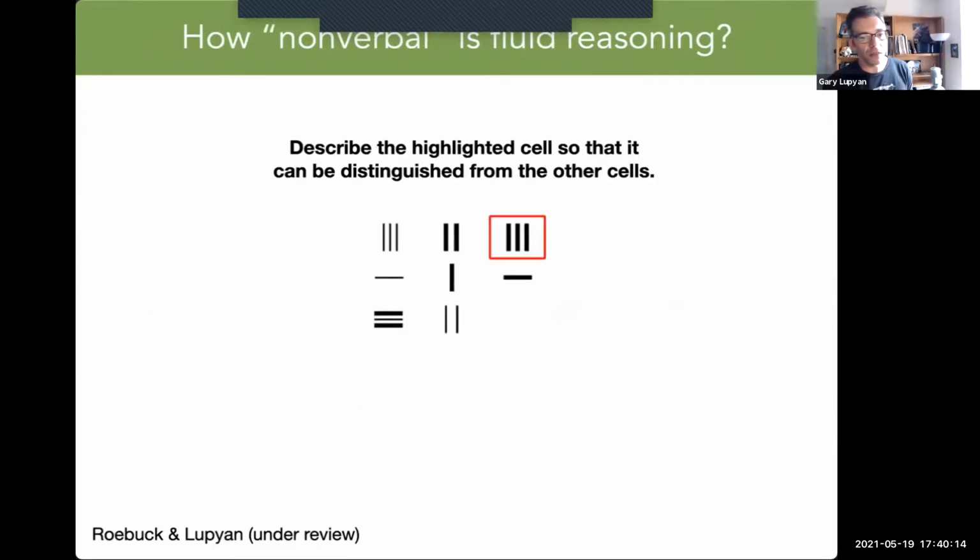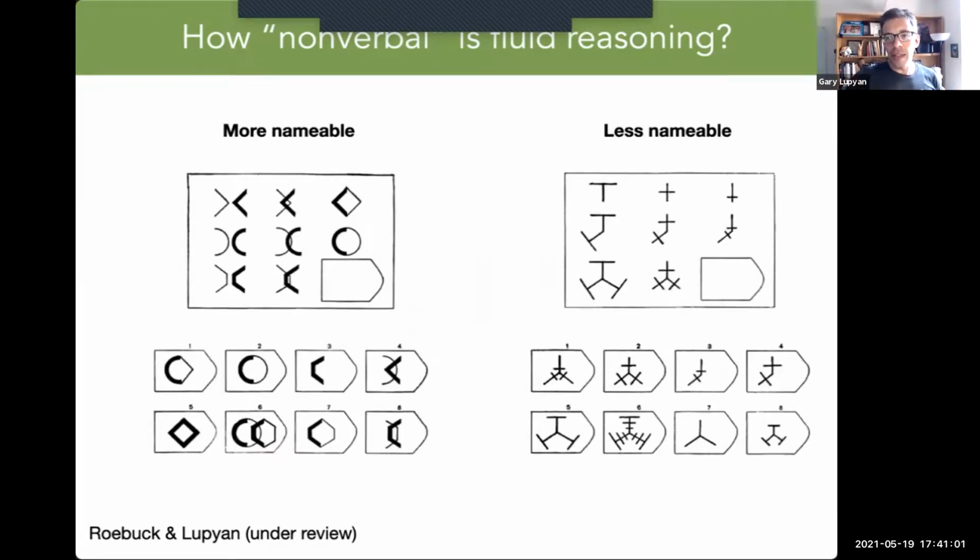How nonverbal is fluid reasoning? This is just the first step in addressing this question, some work that will hopefully be coming out soon. We took matrix problems from the standard Raven's matrices, the standardized test, and we computed a nameability measure by extracting the elements and asking people to describe how they would distinguish the highlighted cell from other cells. Here people say it has 3 vertical lines, for example. Then we compute Simpson's diversity index as a measure of agreement. The idea is that you can average that together for the problem and obtain a nameability metric for each problem. On this metric, these problems have very similar logic, but this problem is relatively more nameable than this one.